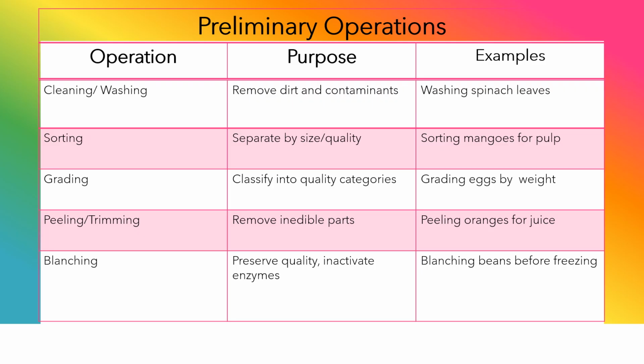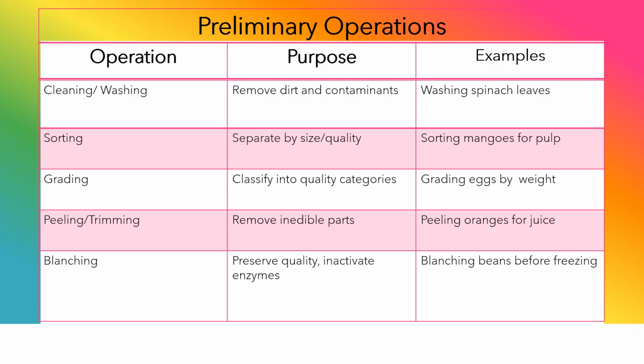The next one is sorting. Sorting means separating food items based on physical characteristics such as size, shape, or color. For example, sorting apples into small, medium, and large categories. The next one is grading. Grading means classifying food items according to quality standards like superior, medium, or inferior. For example, grading eggs based on shell quality and weight.